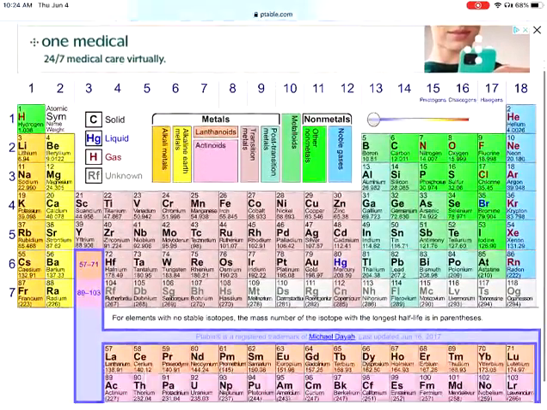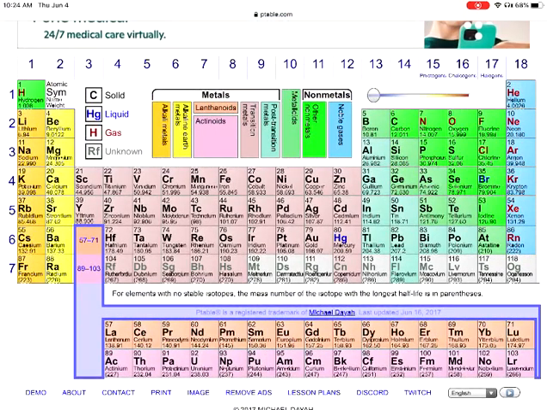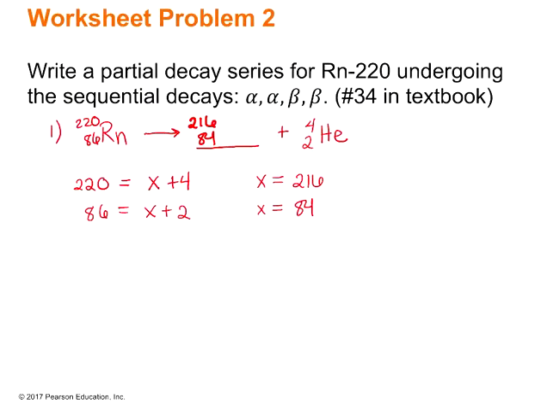So radon has an atomic number of 86. It's in the noble gases towards the bottom there. So if we look over to the left at atomic number 84, that corresponds to polonium. So polonium has the symbol Po. And this was the radioactive element that Marie Curie named after her home country of Poland. Okay, so that would be Po.